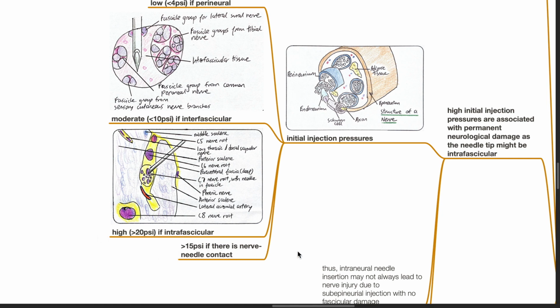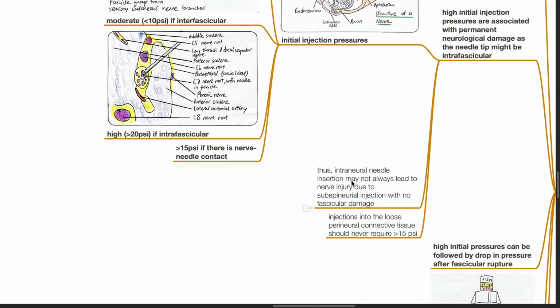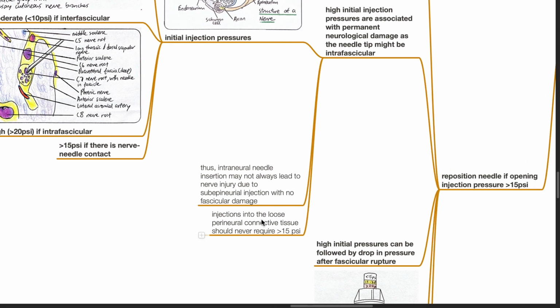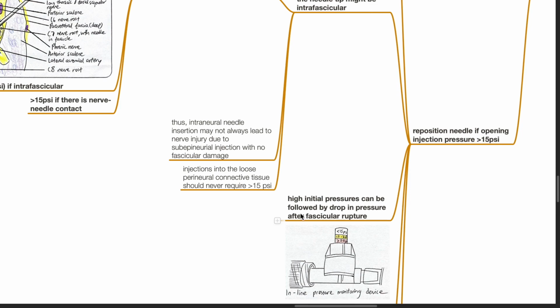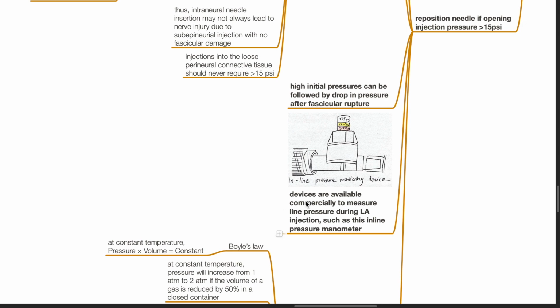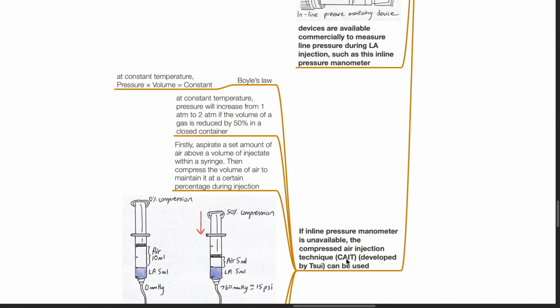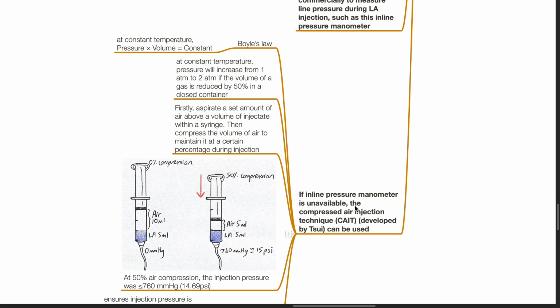Thus, intraneural needle insertion may not always lead to nerve injury due to subepineurial injection with no vesicular damage. Injection into loose perineural connective tissue should never require more than 15 psi. High initial pressures can be followed by a drop in pressure after vesicular rupture. Devices are available commercially to measure line pressure during LA injection, such as this inline pressure manometer. If inline pressure manometer is unavailable, the compressed air injection technique developed by Sui can be used.